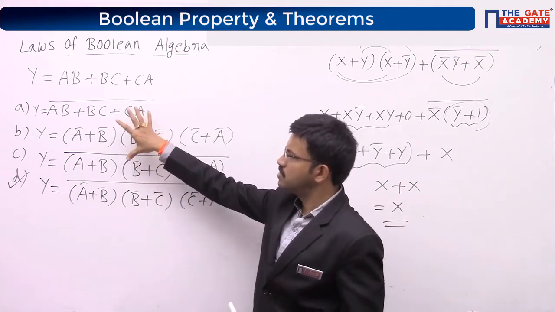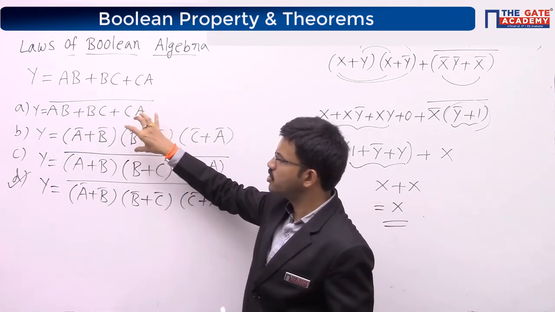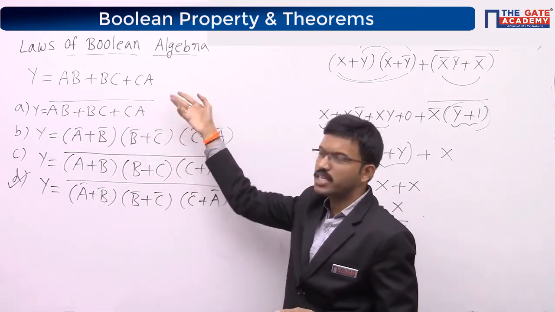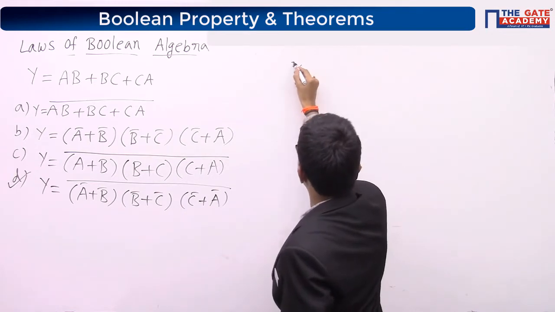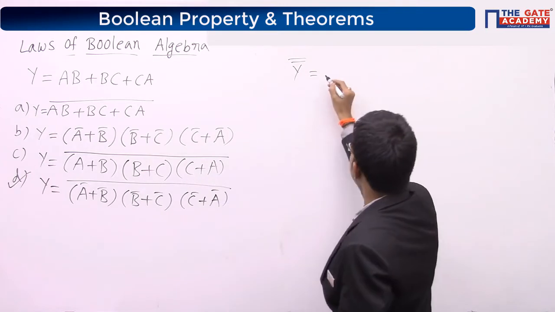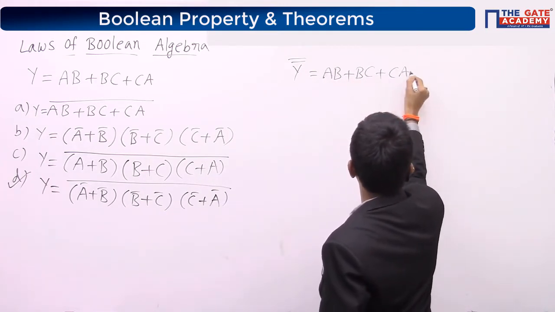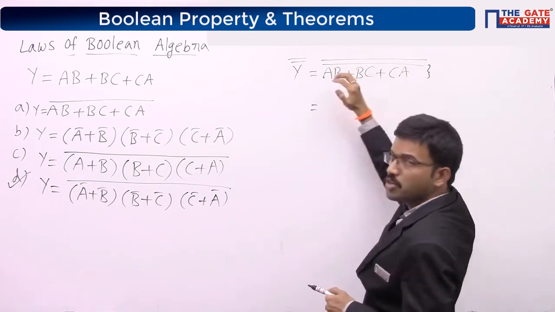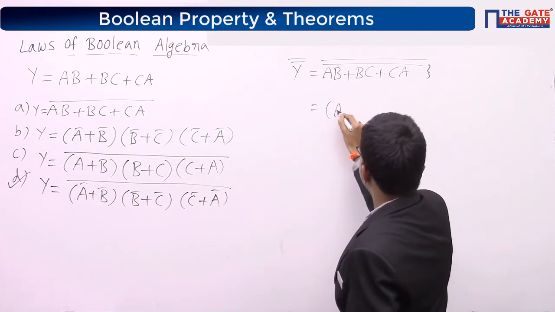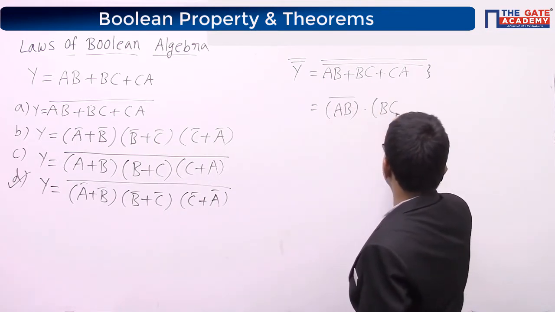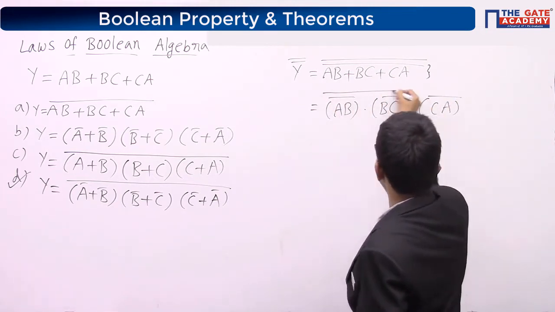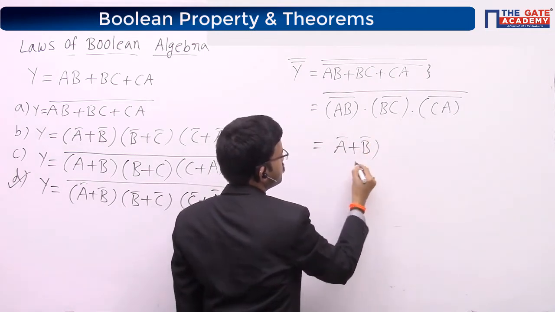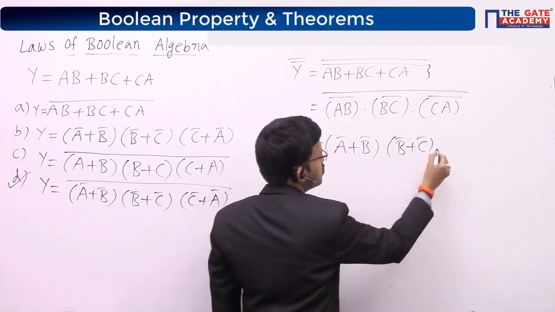See here, just by looking at the 4 choices, among the 4 choices, 3 choices are having complement. That means we can write whatever the given function is. If you apply complement 2 times, you will get the same function. So I am applying 2 times complement to the given function. That means AB plus BC plus CA, whole bar, whole bar. Apply De Morgan's law here. You have 3 terms summed together, so individually you will get the complement: AB bar and BC bar and CA bar, and you have the overall complement. Now you apply De Morgan's law once again. You will get A bar plus B bar, B bar plus C bar, and C bar plus A bar.